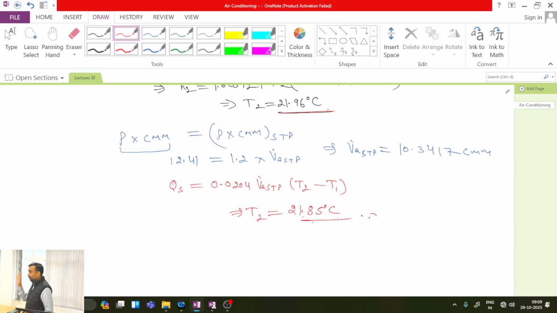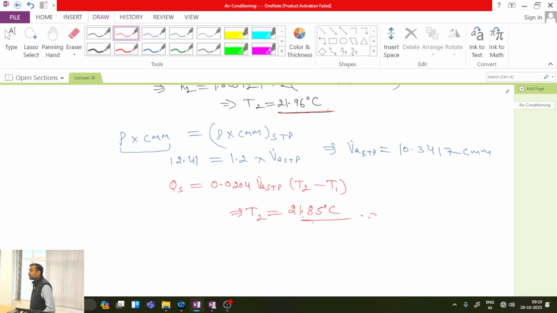Clear? So it means that whenever you do numerical problems, though we have a straightforward formula for sensible heating, even when we do system design, 0.0204 V dot A into T2 minus T1, you have to always remember that the formula is derived by assuming the density of air at the standard conditions, which are 20 degrees Celsius, 50% relative humidity, at 1.01 bar atmospheric pressure. Okay, meaning 1.2 kg per meter cube density.